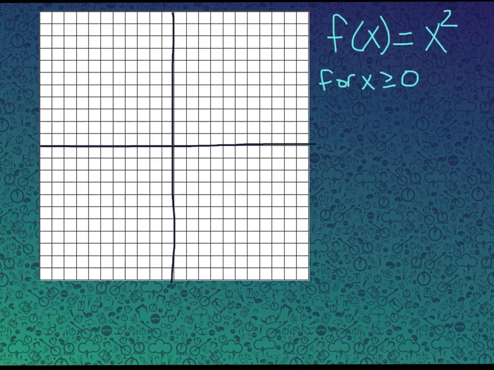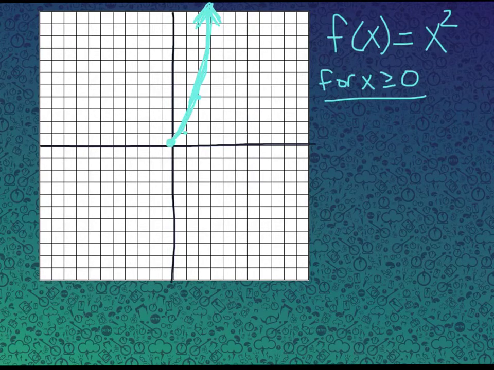So this time we're graphing f of x equals x squared, but only for the x's that are greater than or equal to 0. So we're going to show 0, 0, 1, 1, 2, 4, 3, 9, and so on. But we only show, wow, that's terrible. We only show the right-hand side of the parabola in this case.